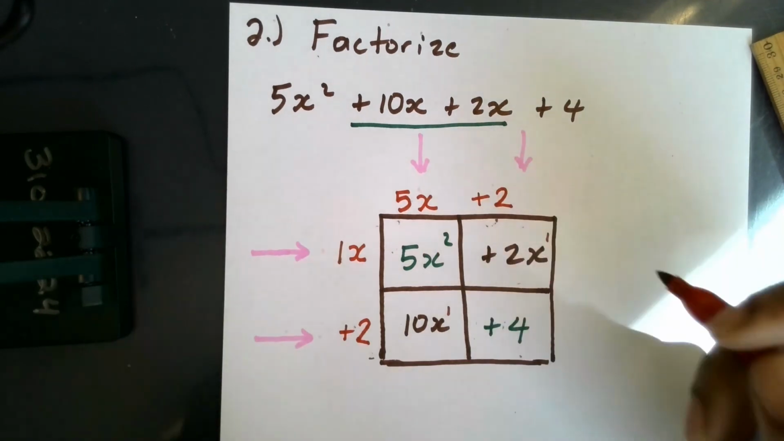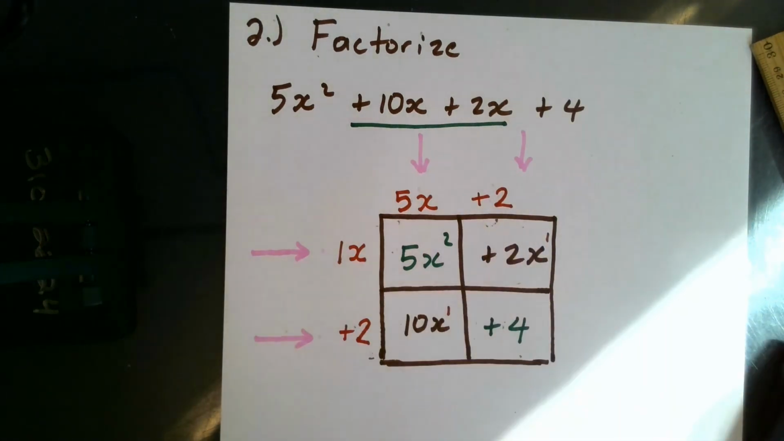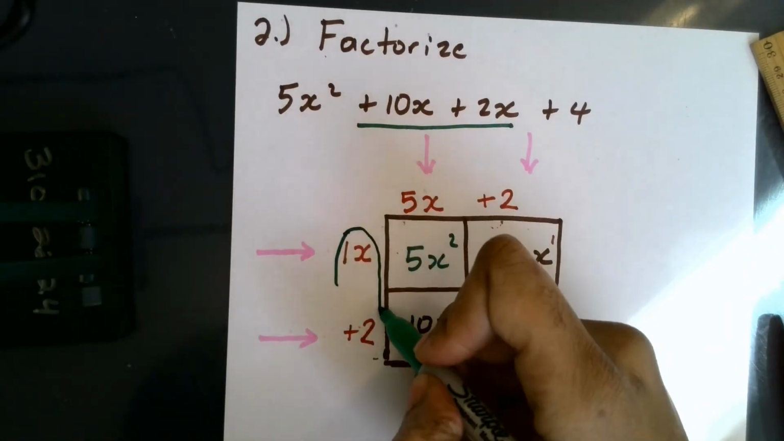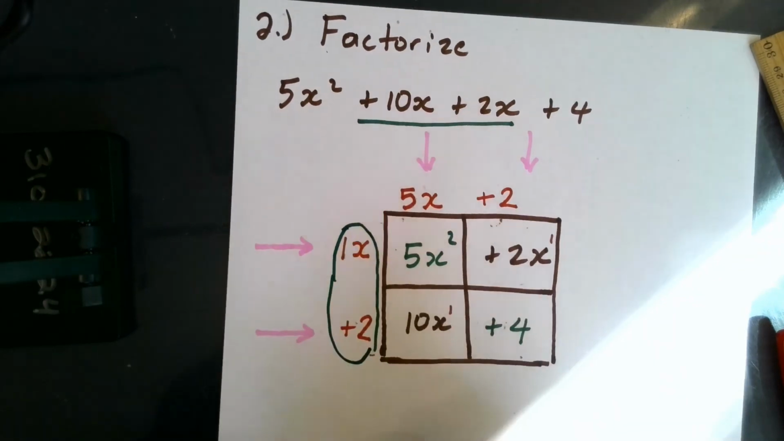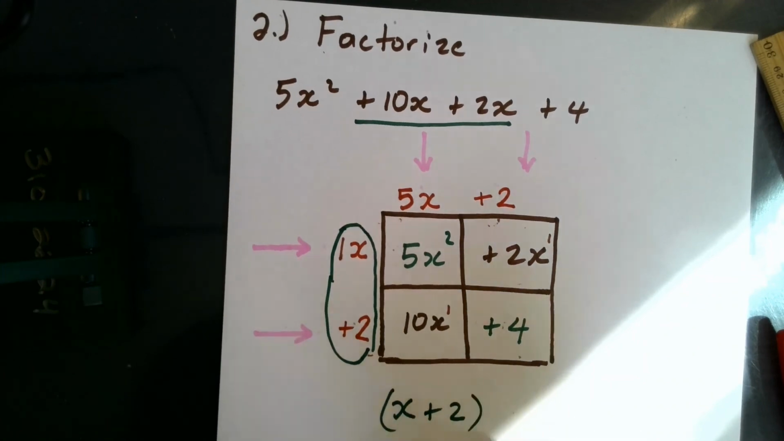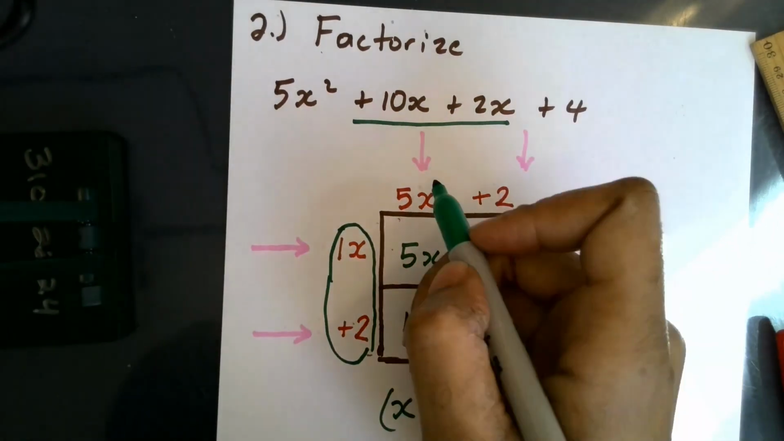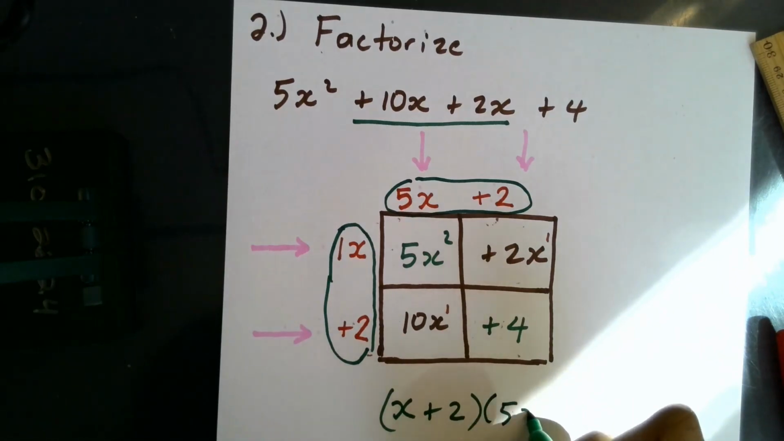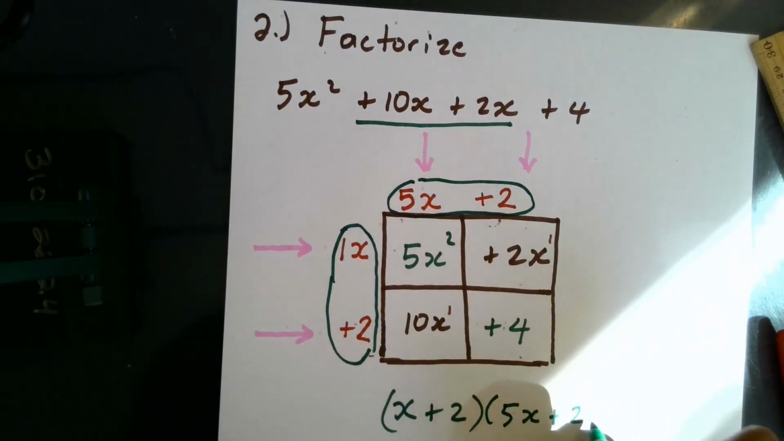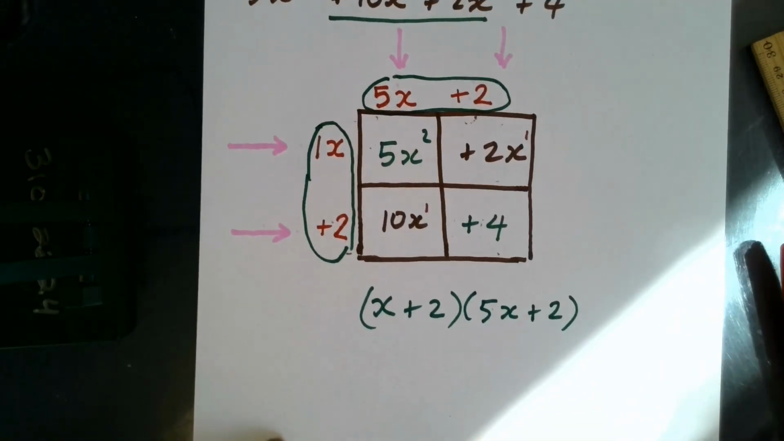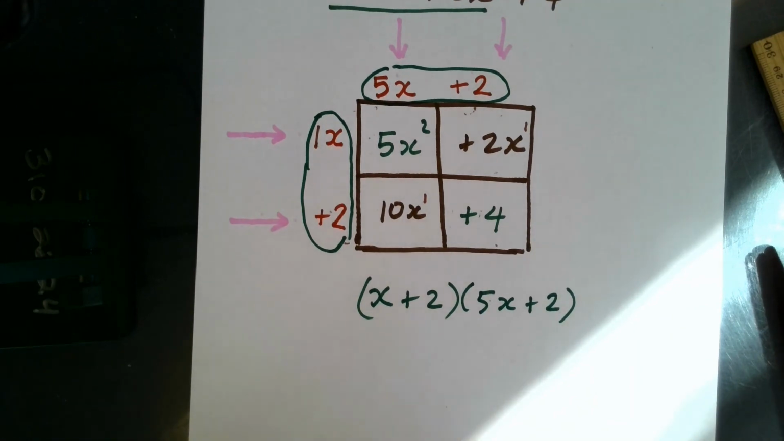So our answer is, I can just say x plus 2. You don't have to write the 1. And at the top here, yes, it's 5x plus 2. 5x plus 2.